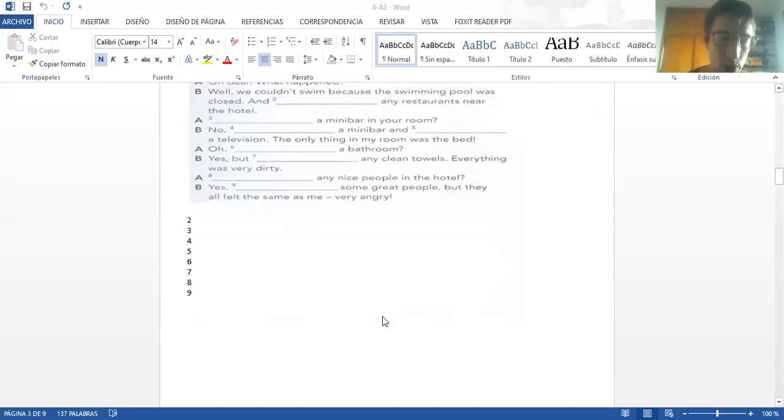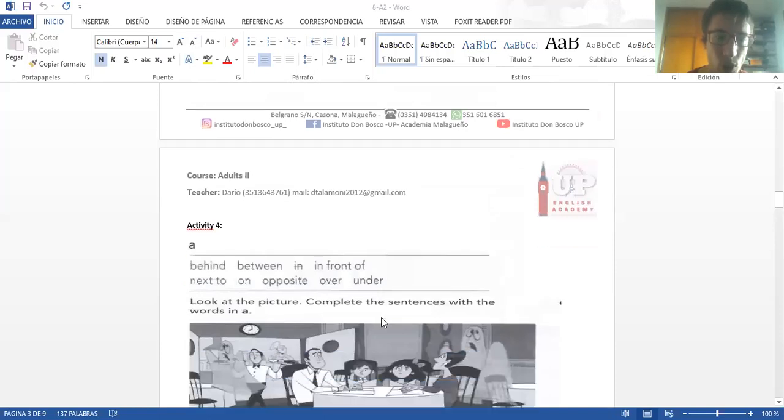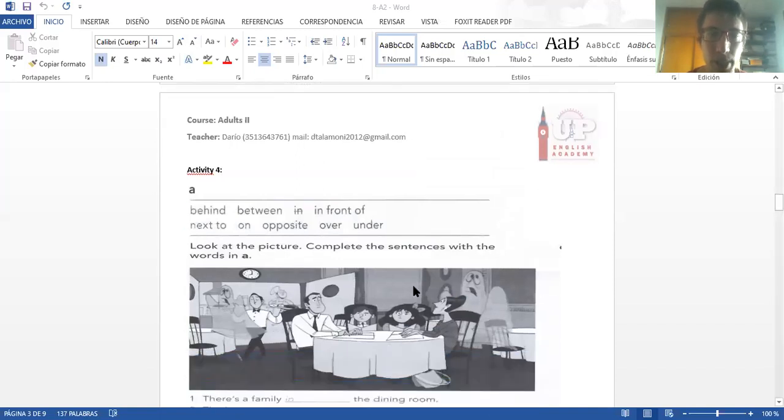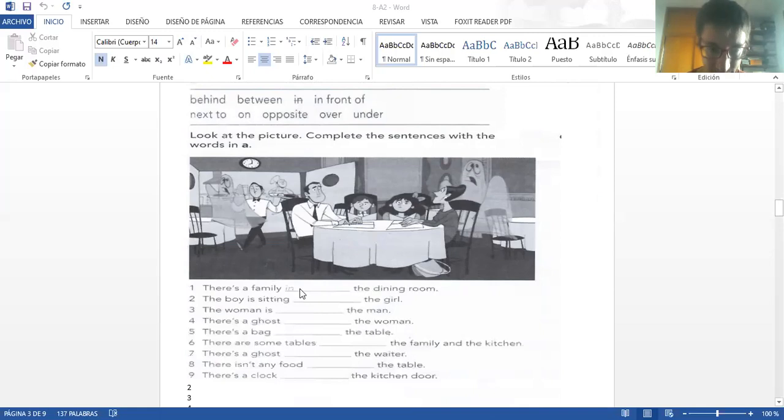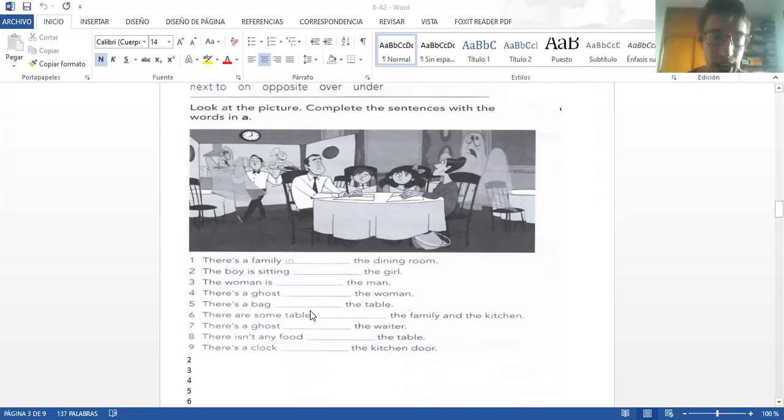Okay, great. Then activity 4. This has to do with prepositions of place and motion, okay? Look at the picture, complete the sentences with the words in A. This is A, right? These are the prepositions that you need to use to complete the sentences. I'm going to show you a video with the different prepositions of place and motion, okay?